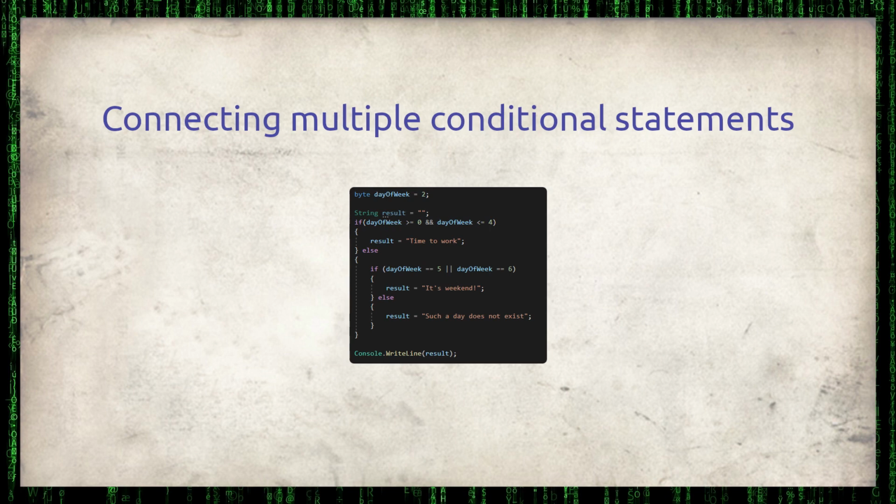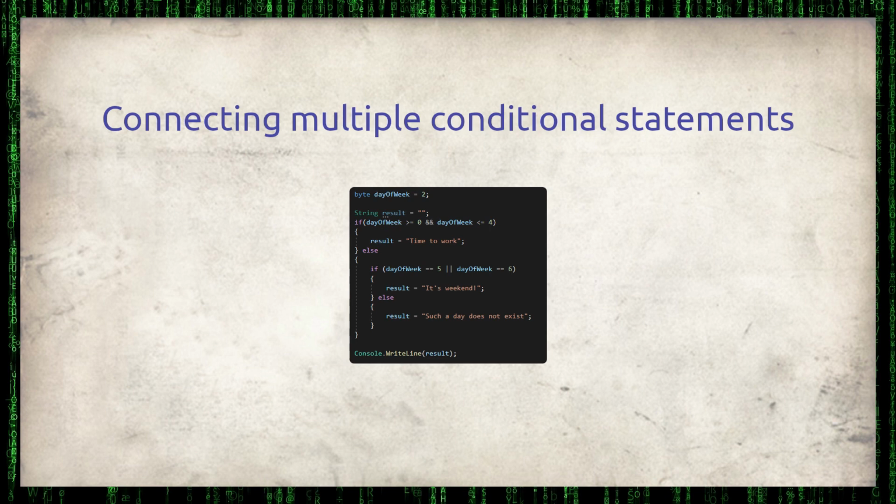So in other words, the day of the week in our example now is a 2. Because the day of the week is greater than 0 and smaller than or equal to 4, it will change the value of result to "time to work". Like I say, you can have multiples of these. You can mix ands and ors together and so forth as well.